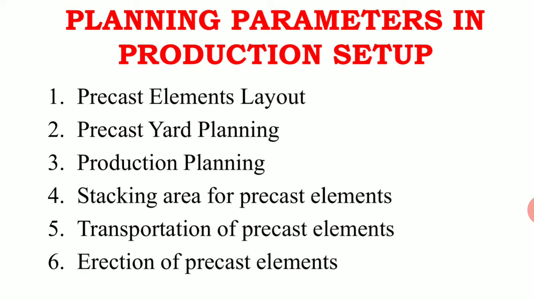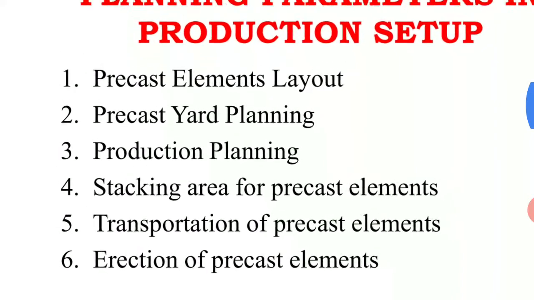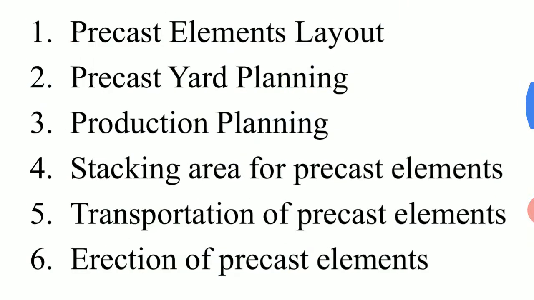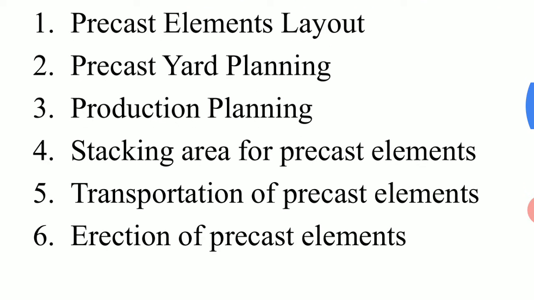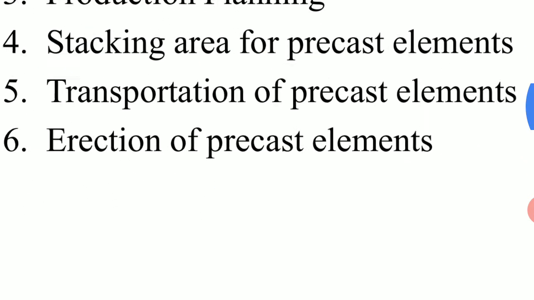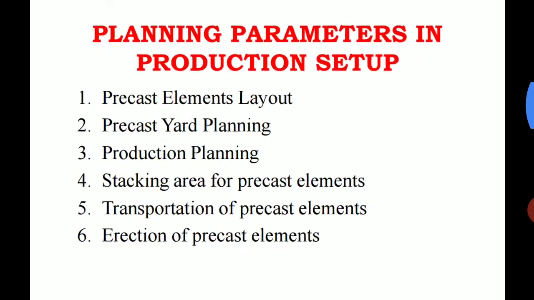So each and everything we need to match up, whether placing the manufacturing site is in a worthwhile place or not. That we will decide in the initial stage, and then we will go for the production setup. Okay, and here this planning involves a detailed work plan of the following parameters. In this, the first one is precast elements layout, then precast yard planning, production planning, stacking area for the precast elements, then the transportation of the precast elements, and then the erection of precast elements.